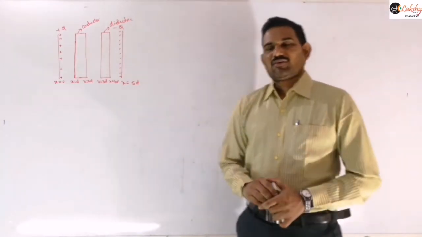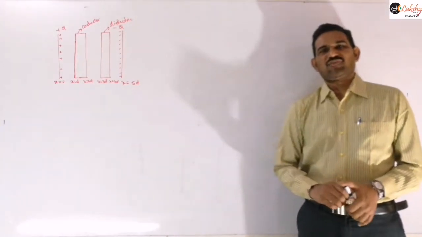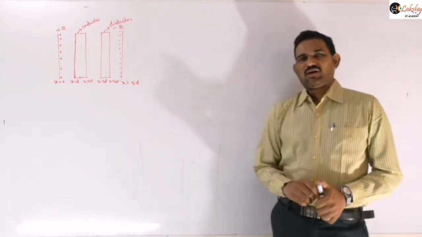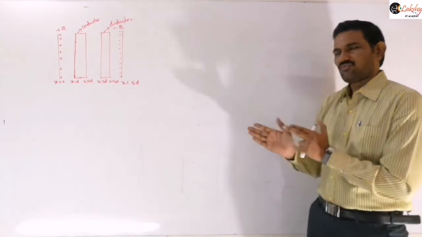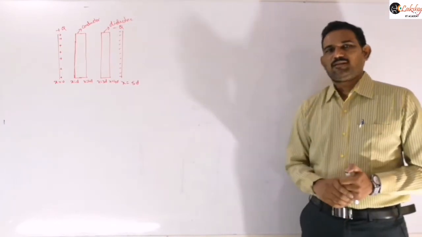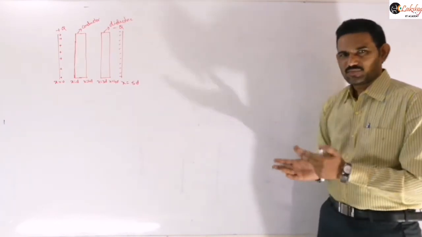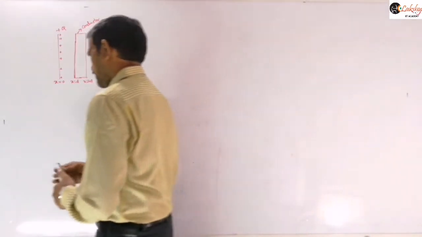Also draw the variation of electric field with the distance. That means the same variation when you are moving from the positive plate to the negative plate, x equals 0 to x equals d.